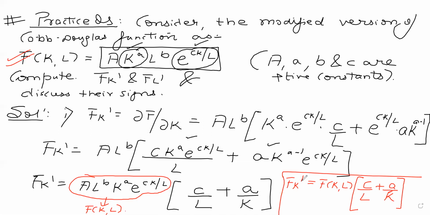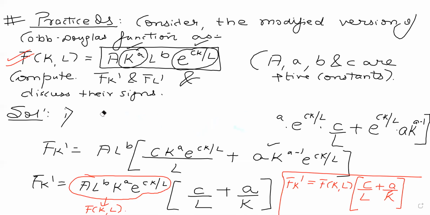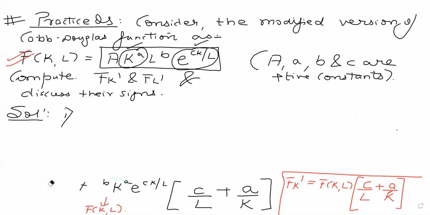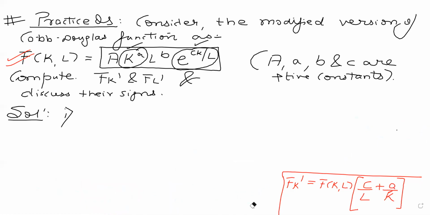Okay. Now we are in a position to quickly calculate fl dash as well, and then we can interpret both of them. So I am erasing fk dash now, and let us calculate fl dash. So our fl dash, which is the second first order partial derivative, will be del f by del l, which is going to be A k to the power a.